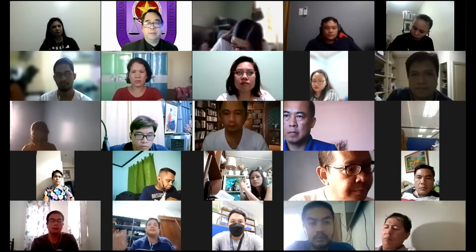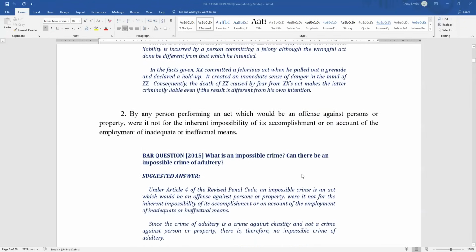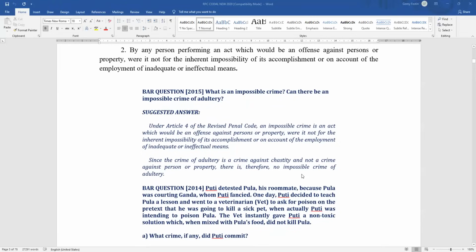Let's look at the bar questions. Tingnan nyo ha. What is an impossible crime? Walang problema yan. Codal lang yan. So if you memorize the codal provision, very good. Can there be an impossible crime of adultery? No? Yun, masasagot niya. Tingnan nyo kagad. If the elements are within your fingertips, you can easily answer that. Of course, there is no impossible crime of adultery.